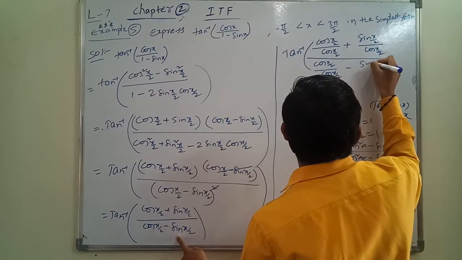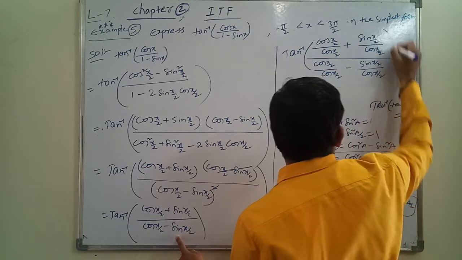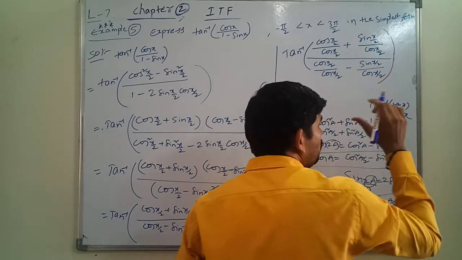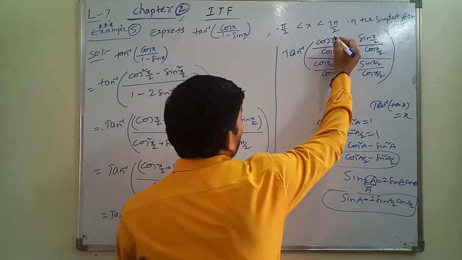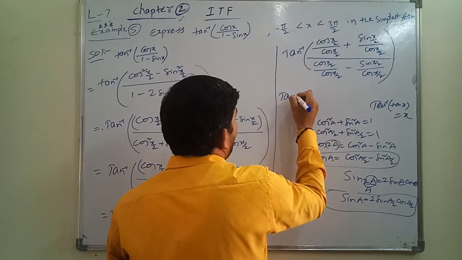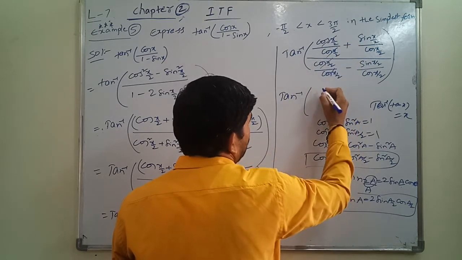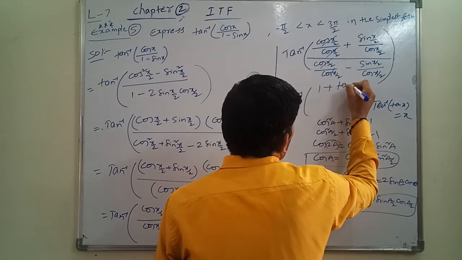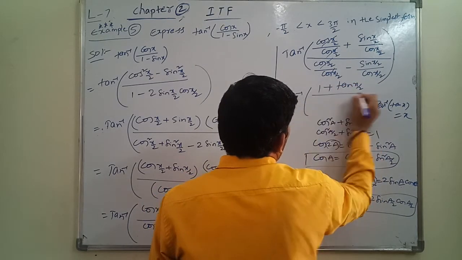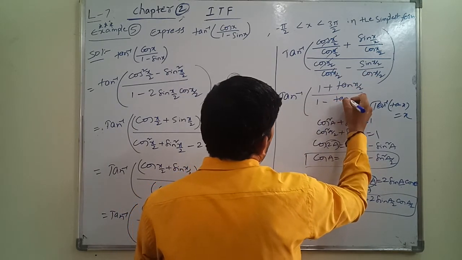Suppose if you are not able to understand, please make a comment, sir, we are not able to understand in this particular region. Yes, so definitely I will cover that in the next class. Tan inverse of, see, cos gets cancelled here, also cos. So finally we got 1 plus sin by cos, which is nothing but tan x by 2, and the denominator is 1 minus, again we got tan x by 2.